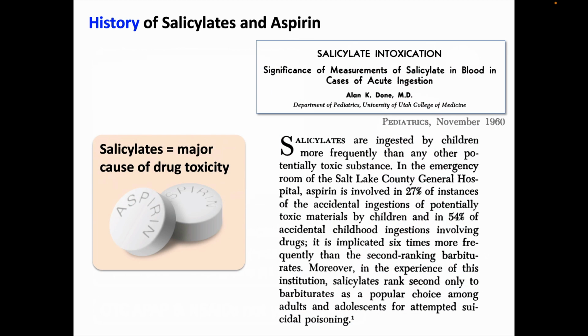A landmark paper about salicylate toxicity was published in Pediatrics in 1960. Dr. Alan Done noted that salicylates were the most commonly ingested toxic substances by children, with aspirin accounting for over 1/4 of all pediatric toxic ingestions and more than half of all pediatric drug ingestions. And even in adults and adolescents, salicylates were the second highest rank among suicidal ingestions. So, in 1960, salicylate toxicity was basically bad guy number 1 in terms of poisoning risk.